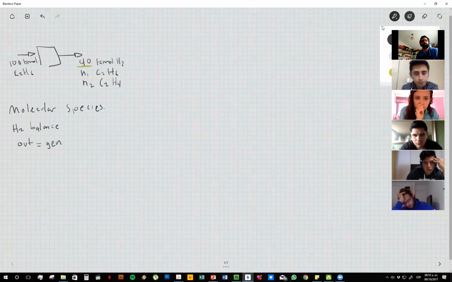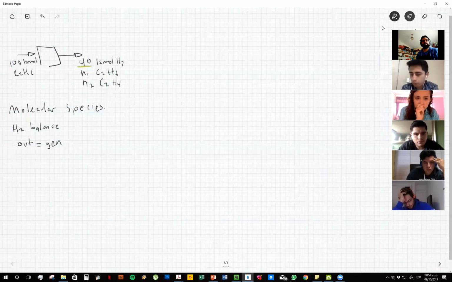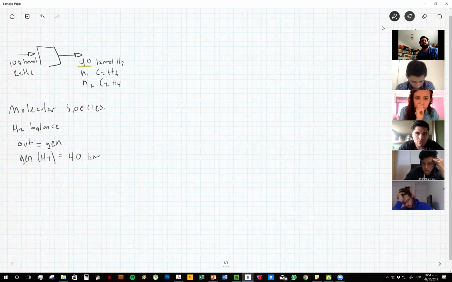So the outlet is going to be the one that was generated, and the hydrogen that was generated was the 40 kilomoles, right? So pretty straightforward. And then we do a balance for the other two, for the C2H6 balance. Let's see what happens.